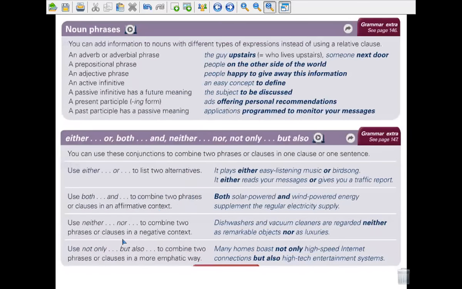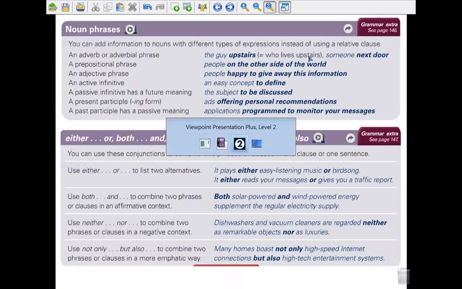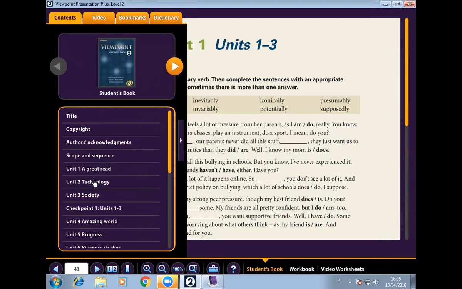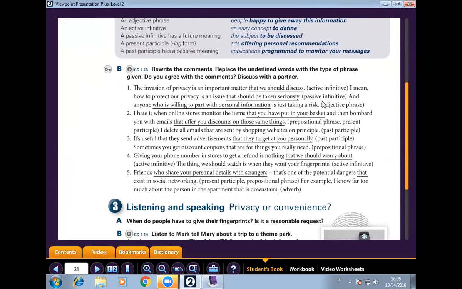Continuing. Noun phrases. We didn't have an activity on that, but we can add information to nouns with different types of expressions instead of using relative clauses. An adverb or adverbial phrase starts with an adverb. The guy who lives upstairs. Let me show you in your book an activity on that. The invasion of privacy is an important matter that we should discuss. Here I'm going to eliminate "that we should discuss." We have to use the active infinitive. So: the invasion of privacy is an important matter to discuss.